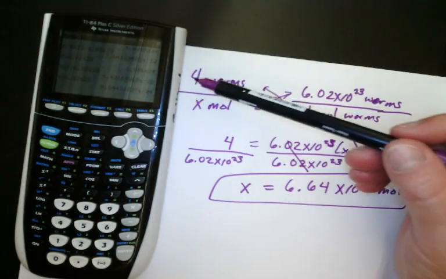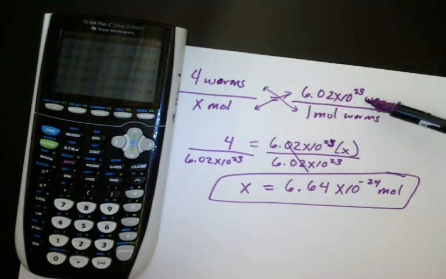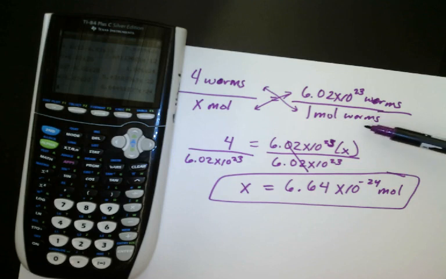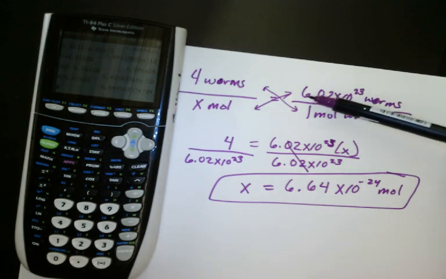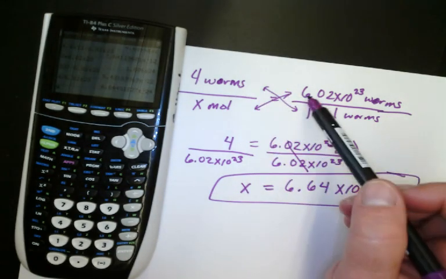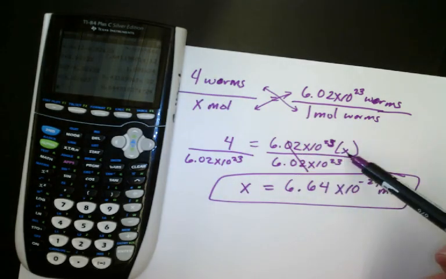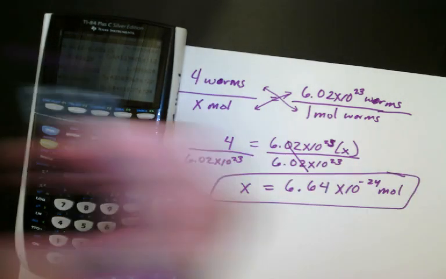So I have 4 worms. I want to know how many moles that is. I know that if I have 1 mole of worms, I'm going to have a pile that has 6.02 times 10 to the 23rd worms in it. So I'm going to cross multiply and divide. I'm going to take this number times that number, this number times that number. I'm going to solve for x, and then I'm going to get my answer.